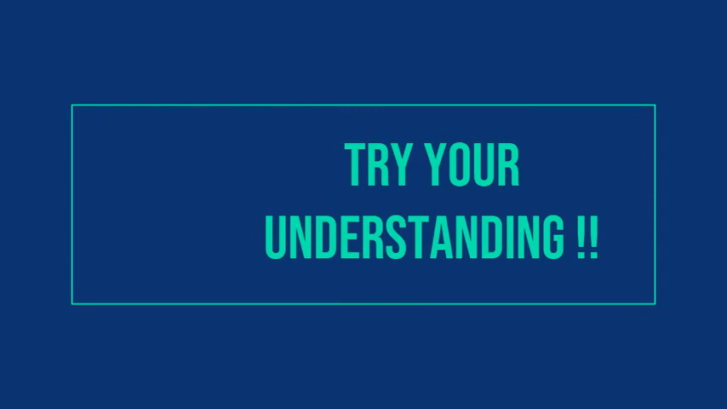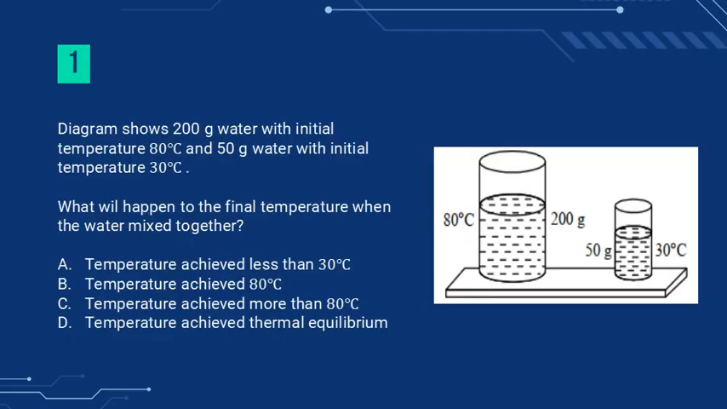Now, let's test your understanding. Ready? Question 1. The diagram shows 200 gram water with initial temperature 80 degrees Celsius and 50 gram water with initial temperature 30 degrees Celsius. What will happen to the final temperature when the water is mixed together? Is it A, temperature achieved less than 30 degrees Celsius? Or B, temperature achieved 80 degrees Celsius? Or C, temperature achieved more than 80 degrees Celsius? Or D, temperature achieved thermal equilibrium? So, the answer is D. The final temperature achieves thermal equilibrium when the water is mixed together.